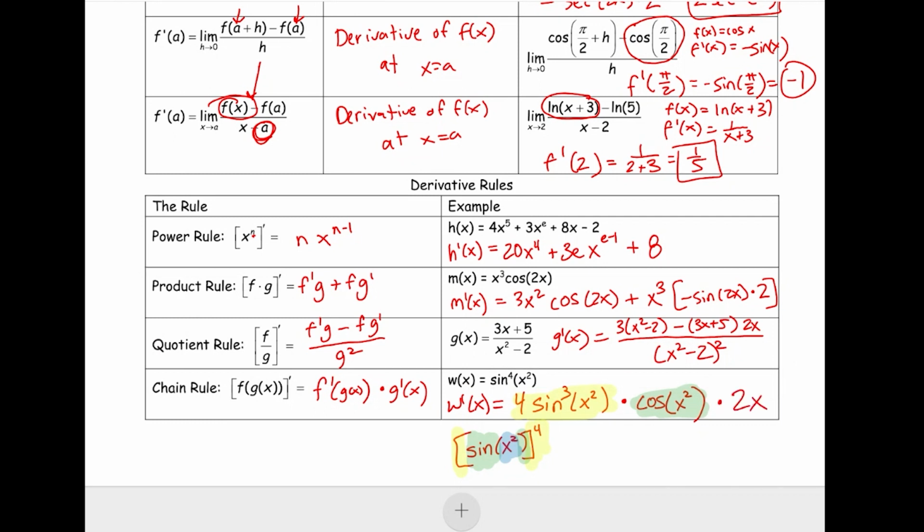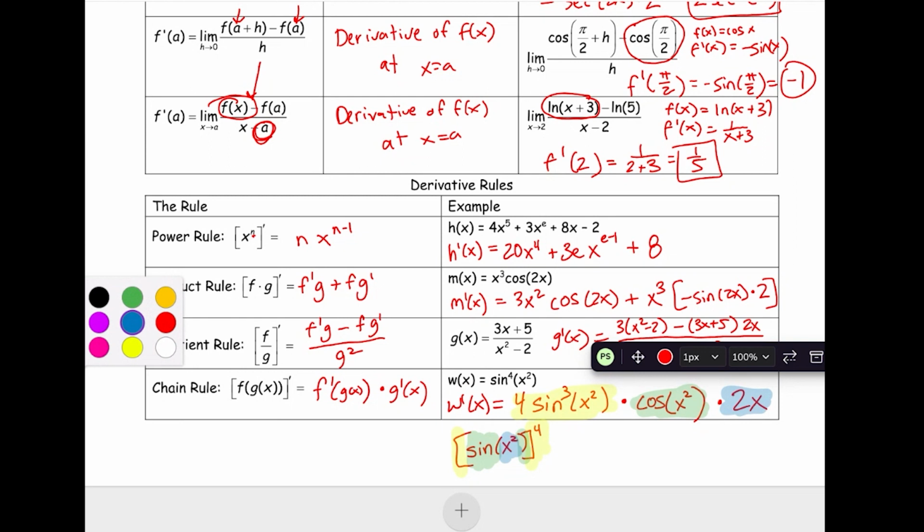And this is another one that you probably could simplify a little bit further. I'm just going to leave it here just because I'm running out of room. But you could potentially multiply the 2 times 4 to get 8x. And that's really the only thing you could potentially do. So that's it. This is going to be a quick video. I just want to go over all the derivatives that you need to know for this semester.